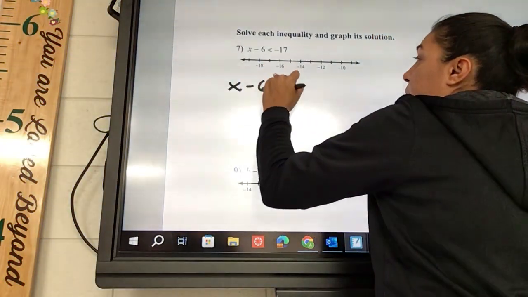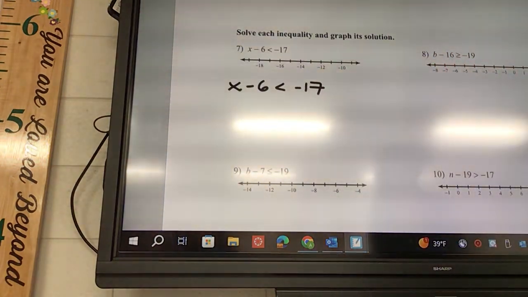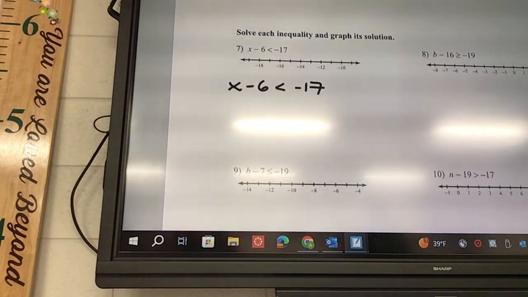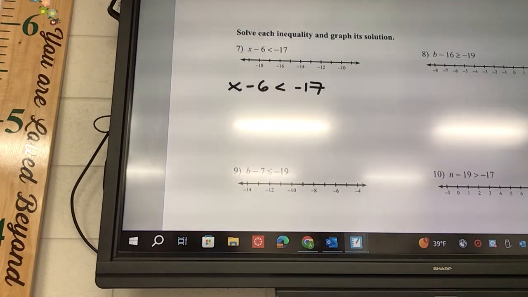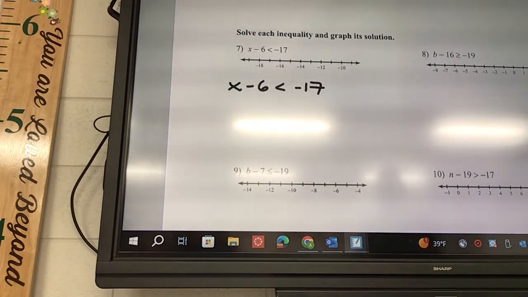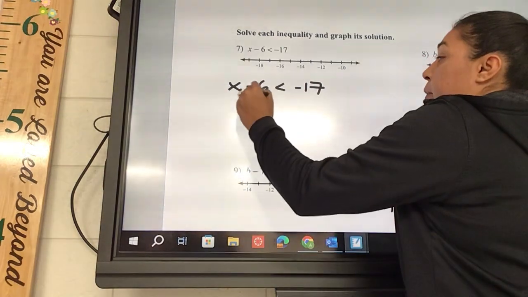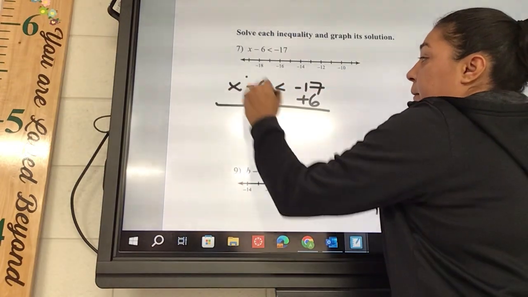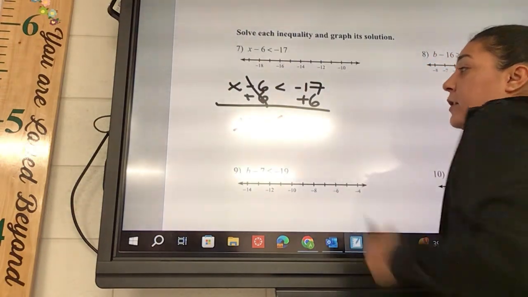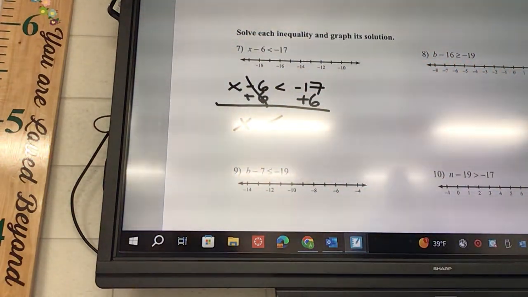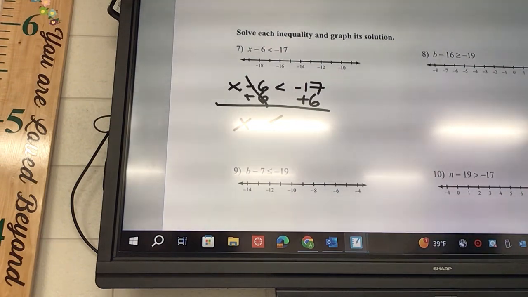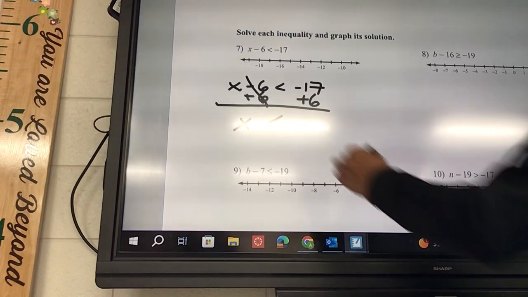Okay, look at number 7. First of all, I'm going to write my problem down here. We need to solve for x. So what is by x that needs to be moved? The 6 or the 17? The 6. How do I move a minus 6? Add. So we're going to add 6 on both sides, plus 6, plus 6. Everything else is going to drop down. What is negative 17 plus 6? Negative 11.